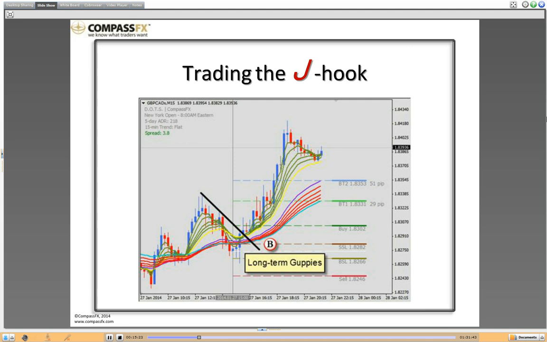As I often say, Jack be nimble, Jack be quick, but in this case, I think it's John be nimble, John be quick, with Dodge Trader John. But the long-term guppies would be the next thing that I personally look for. I'll leave it to you, John.